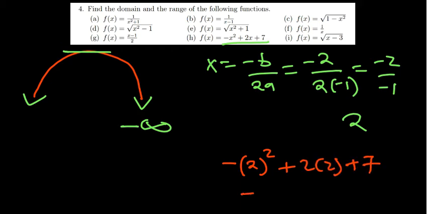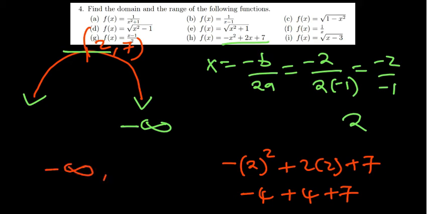So we have -4 plus 4 plus 7. So we have the point (2, 7). So the value of y that is the maximum is 7. So we have all the way from negative infinity up to 7 as our maximum value. That is our range for that quadratic function. If it was a minimum, we'd start from 7 going up.